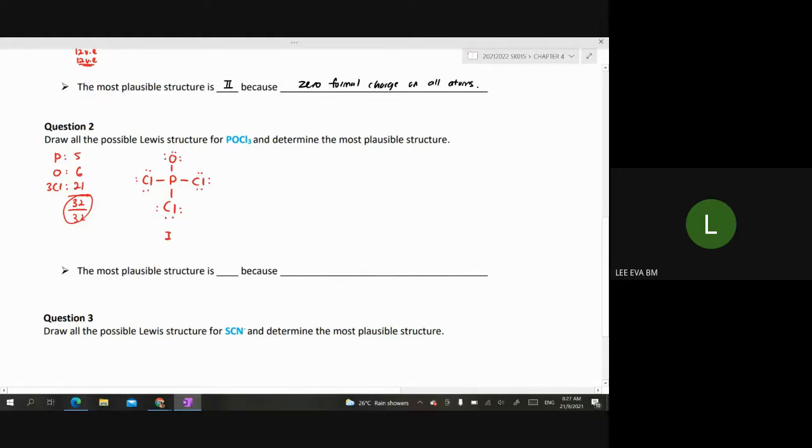Have you tried drawing the skeletal structure for this one? Dah cuba ya? Yes. Okay. Macam mana nak dapatkan structure yang seterusnya? Dia sudah octet, sudah penuh, madam. Macam mana kita nak buat structure yang lain?